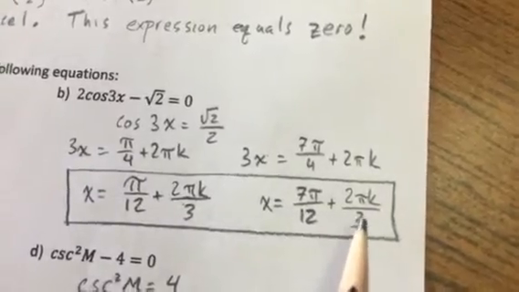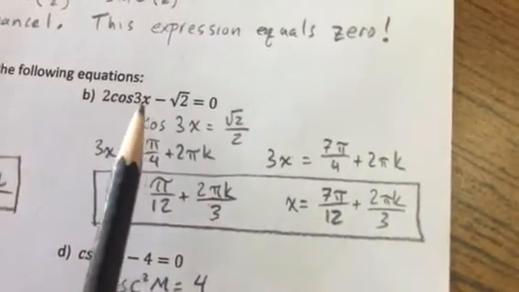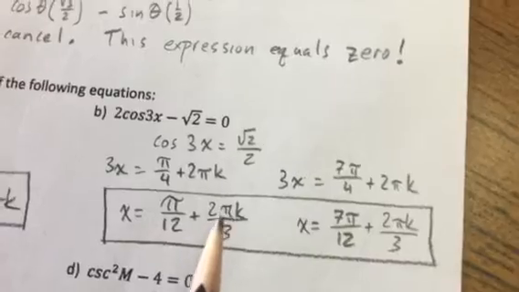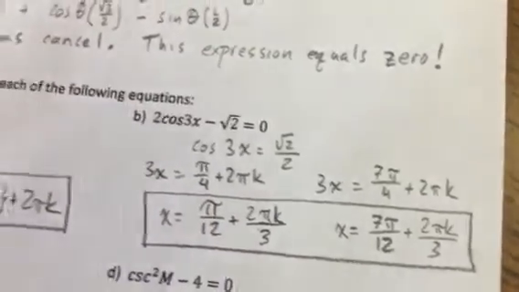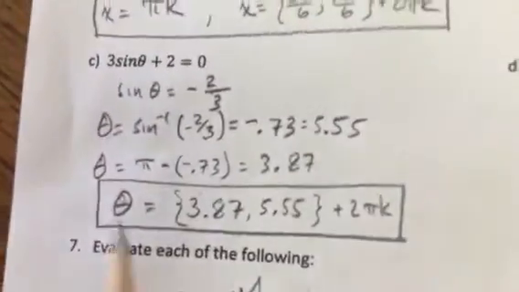over 3. Okay, so at the end, the period of this function is 2 pi thirds, and we add the period times k to our solutions from the unit circle, or whatever we get. Okay, here's the other one where I had to use a calculator.